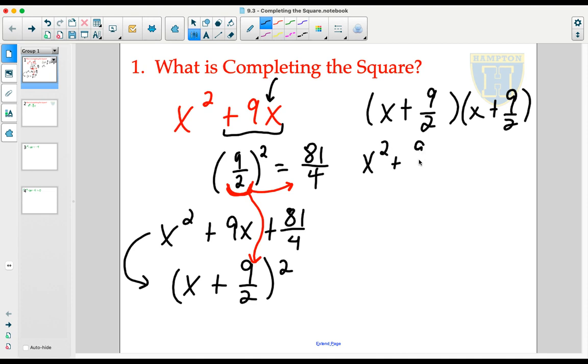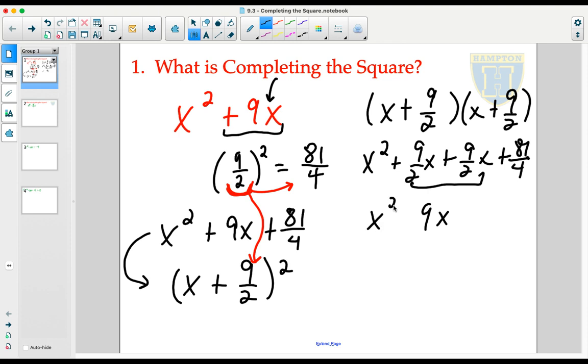X squared plus 9 over 2x plus another 9 over 2x plus 81 over 4. 9 over 2x plus 9 over 2x is 9x. We have our first x squared term, and we have our 81 over 4 term. So we got back to where we started.